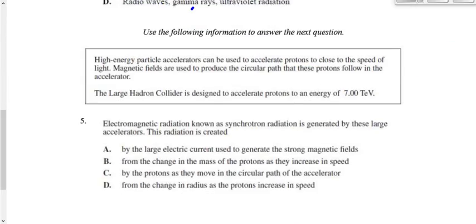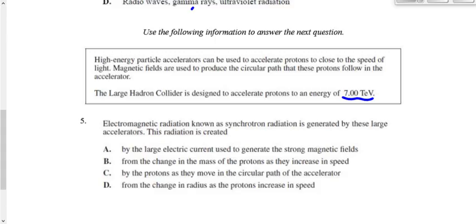Okay, number 5. I think this is the last one, isn't it? High energy particle accelerators can be used to accelerate protons to close to the speed of light. Magnetic fields are used to produce circular paths that these protons follow in the accelerator. The Large Hadron Collider is designed to accelerate protons to an energy of 7 tera electron volts. So we're accelerating these protons in the Large Hadron Collider to something like 99.99% of the speed of light. So fast that these protons actually gain significant mass. They get very, very heavy as a result of that.